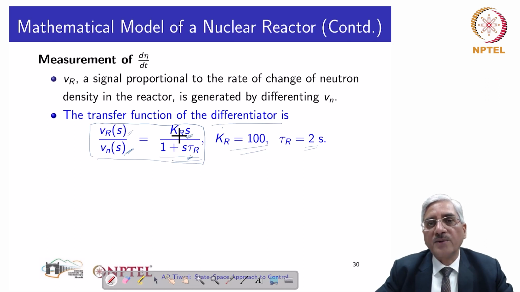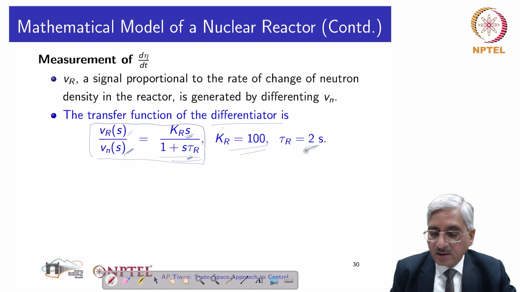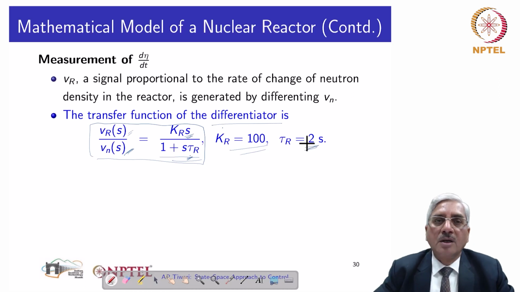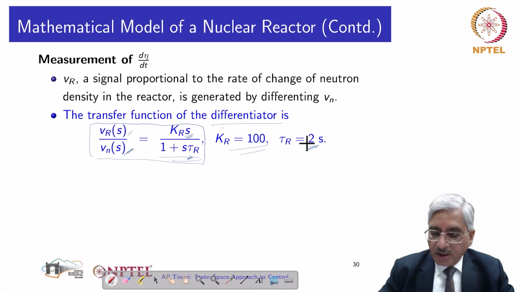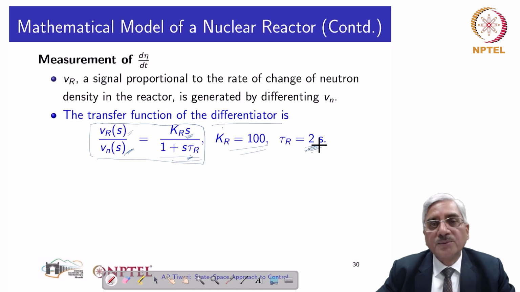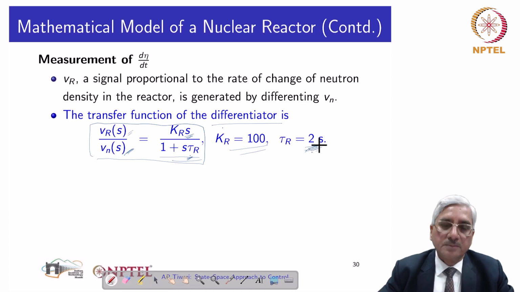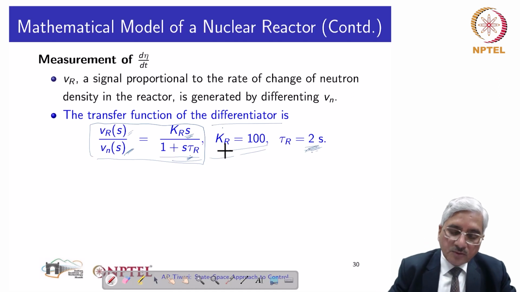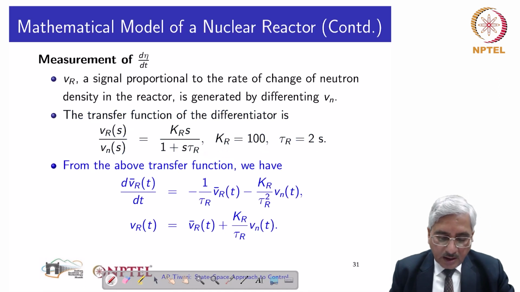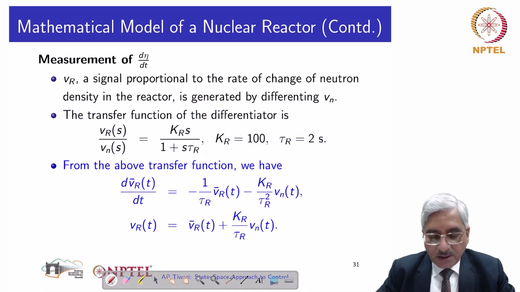In fact, in the low power range, this time constant is much larger. It is of the order of 6 to 15 seconds. And in fact, at very low power, it can be up to a minute also. So here in the power range, it is small, but is still of the order of 2 seconds. It needs to be considered. Now again, this transfer function can be converted into the state space representation.